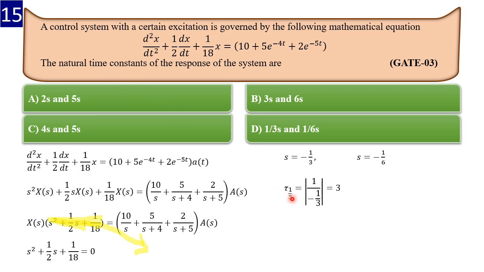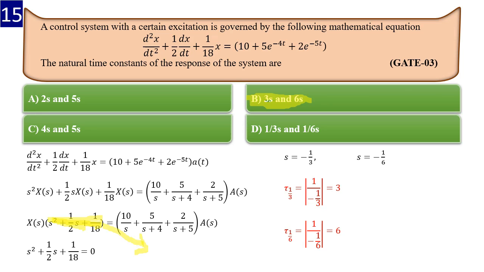So for the first, the denominator will go up in the numerator and it will become 3. Similarly for minus 1 by 6, it will become 1 upon 1 by 6, which is 6. So the time constants will be 3 seconds and 6 seconds.